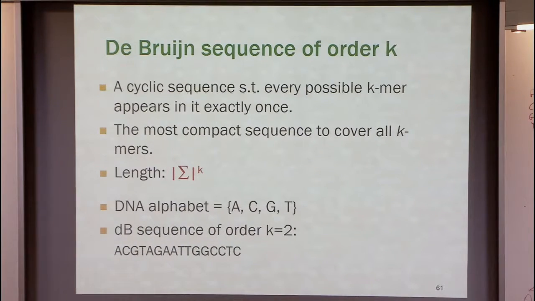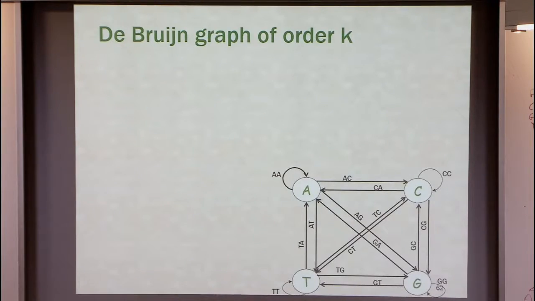And here is an example of the de Bruijn sequence of order 2, right? If you want to check me, you can go over the sequence and see that, indeed, every possible dinucleotide among the 16 dinucleotides appears in this sequence. How do we generate the de Bruijn sequence? One way to do it is using the de Bruijn graphs. And here is an example of the de Bruijn graph of order 1.